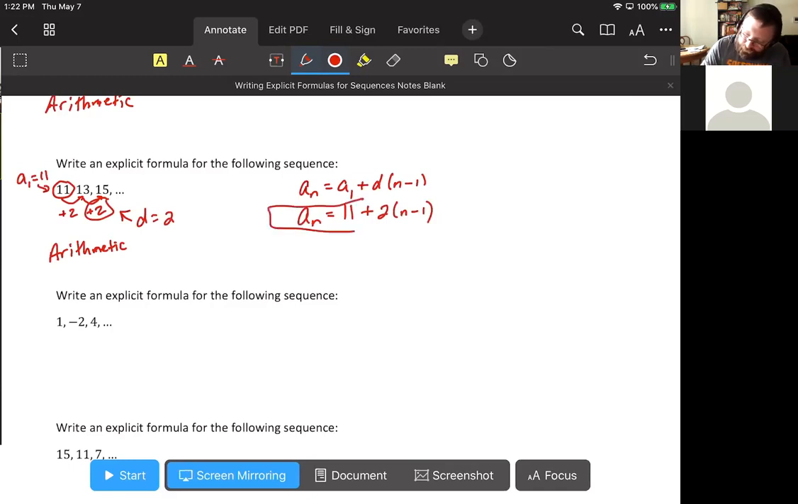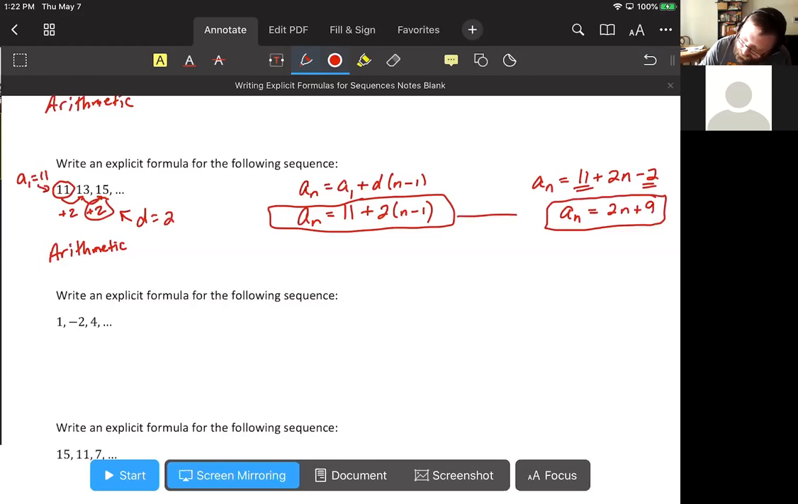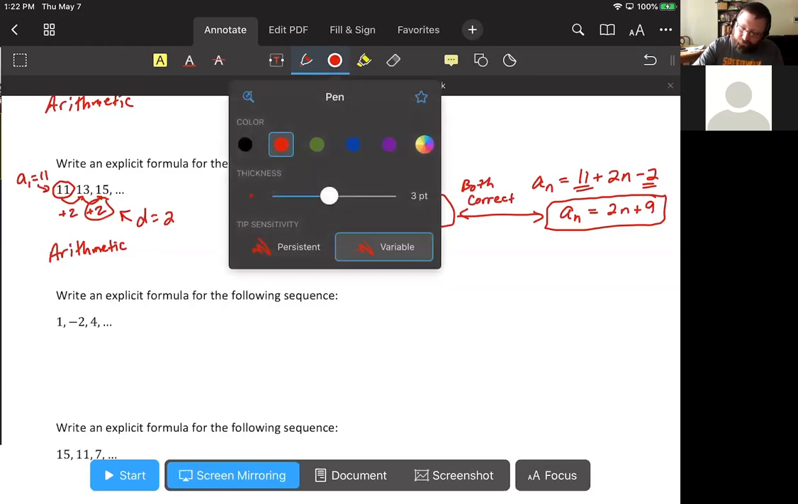Again, that is a fully acceptable answer. There's no reason to do anything to it. But if you choose to simplify it, that would involve distributing the 2 and then combining like terms to give us an alternate form, a sub n equals 2n plus 9. These are both correct and are both accepted by Delta Math. Okay? So you should be fine either way.